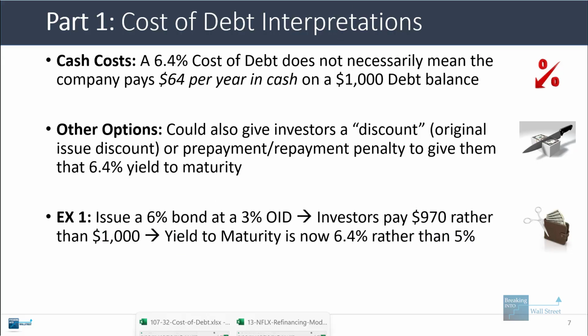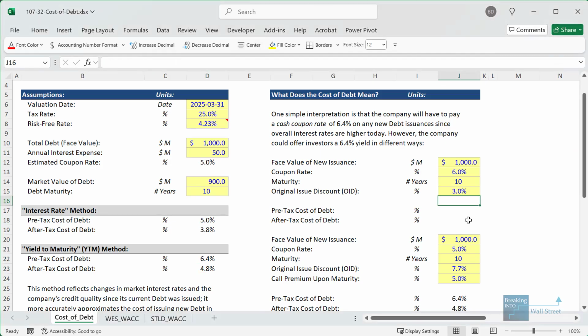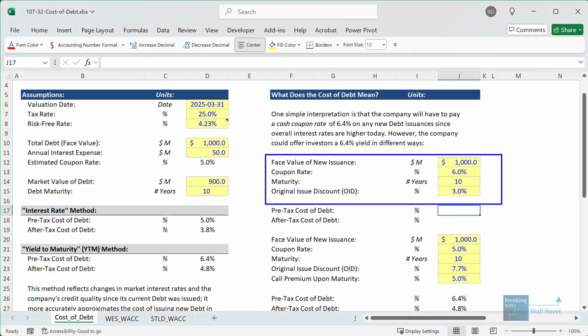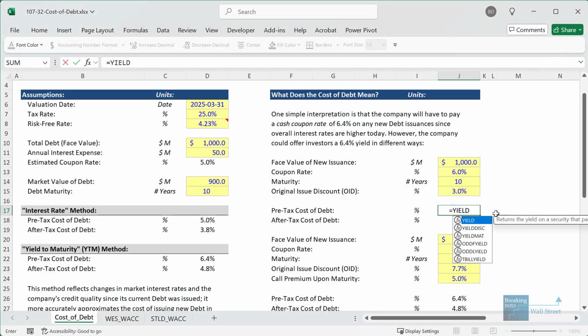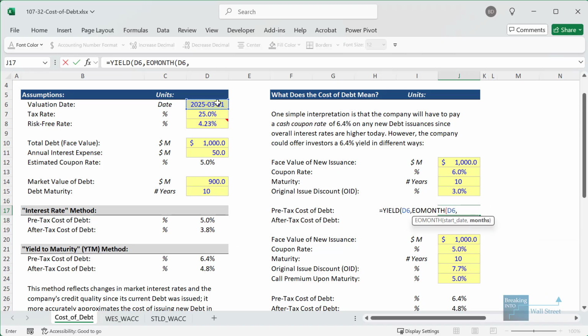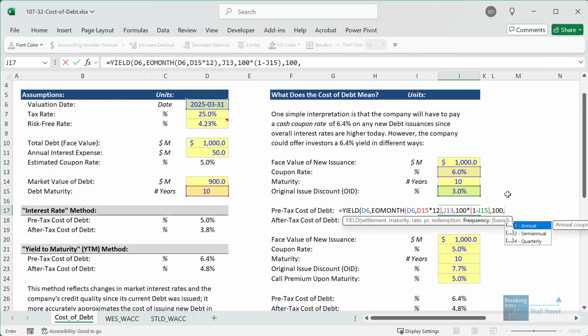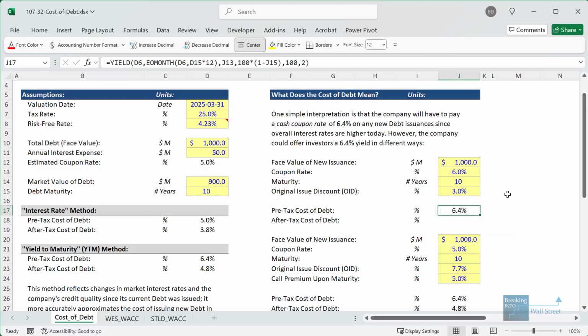So if we go into Excel and look at how this works, I have all the parameters laid out right up here. Let's enter the yield function once again. For the yield, we'll enter the settlement date, today's date, and then for the maturity, we'll take this date and then go forward 10 times 12 months. For the rate, I'll enter the 6% coupon rate. And then for the market value, this has to be out of 100. So I can just enter 100 and then say 1 minus 3% to capture this original issue discount. And then for the redemption value, I'll just say 100 to keep it simple. For the frequency, I'll say semi-annual. And now we get to that same 6.4%.